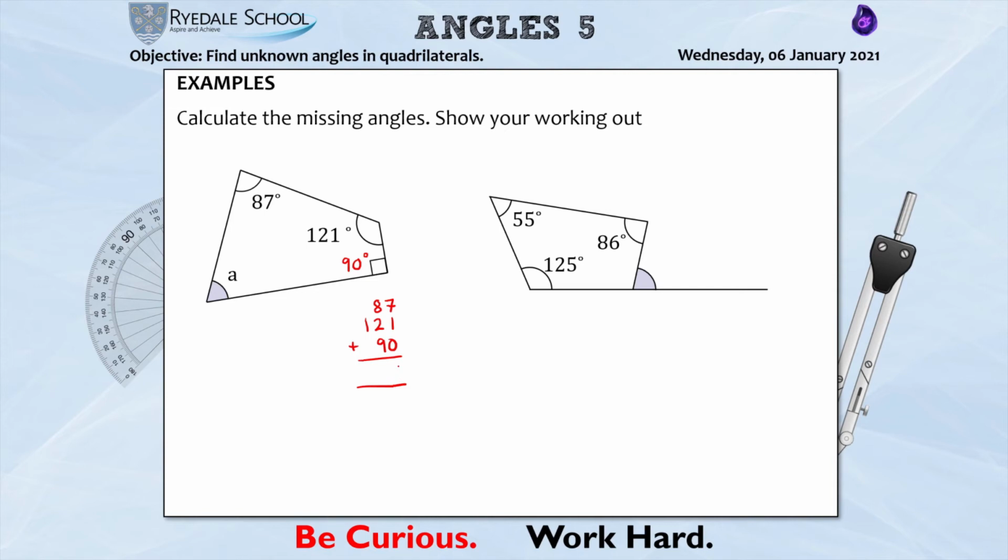So 7 add 1 is 8 for the units. 8 and 2 is 10. Add 9 is 19. And the 1 that I carried to the hundreds is 2. So those angles add up to 298. If I want to work out angle A, I can subtract that from 360. And that is 62 degrees.